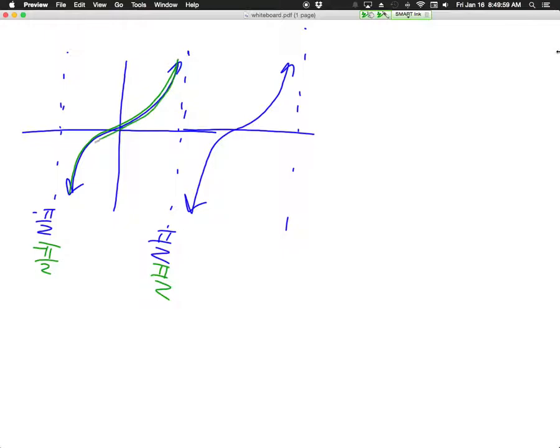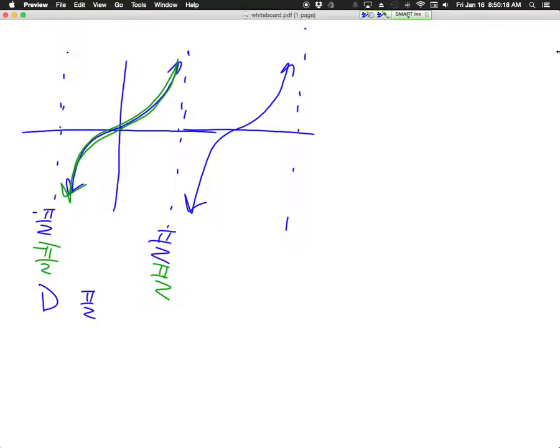Okay, this piece of the graph right here hits all of my y values and it passes the horizontal line test. Okay, so the domain of tangent I want to be what? Negative pi over 2 to pi over 2.